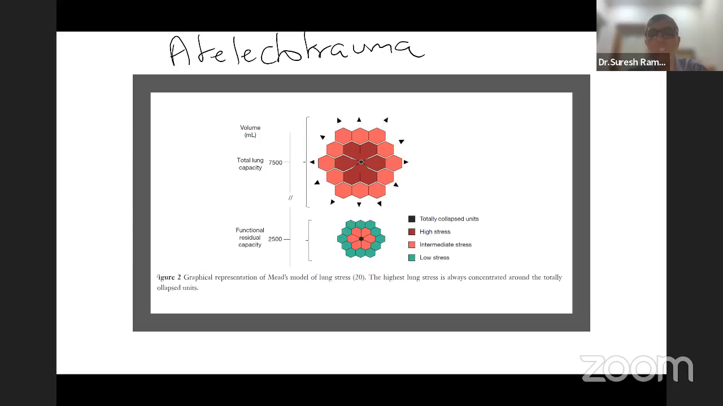This was again published in the late 70s and early 80s, which looks at the fact that at the interface between a totally collapsed unit in the black and the low and high stress units, which are the intermediate stress, at the interface between a collapsed alveoli and the highest lung stress is always concentrated around this area, around the totally collapsed units. And that is why it is important to keep the lung not at the total lung capacity of 7,500 ml and not at the 2,500 ml, somewhere in between, so that the stress and strain, the atelectotrauma, the repetitive opening and closure that is happening here, is mitigated.